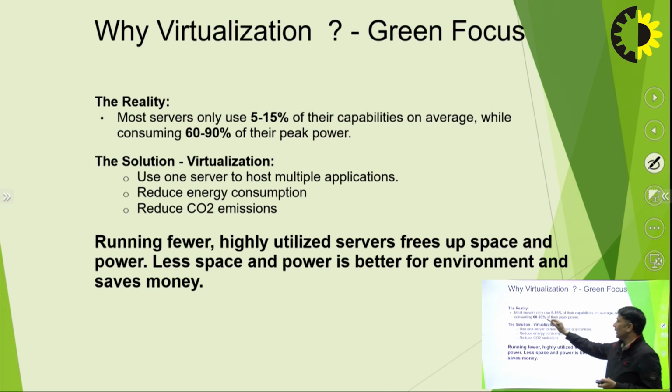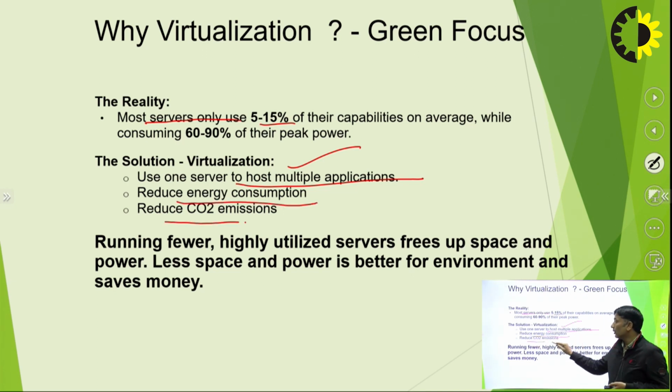So, in reality we know that most of the servers only use 5 to 15% of their capabilities on average, while consuming 60 to 90% of their peak power. The solution is virtualization. Use one server to host multiple applications, that reduces the energy consumption and also reduces the CO2 emission, that means that it saves the environment. That is environment friendly computing, green computing, which promotes green computing.